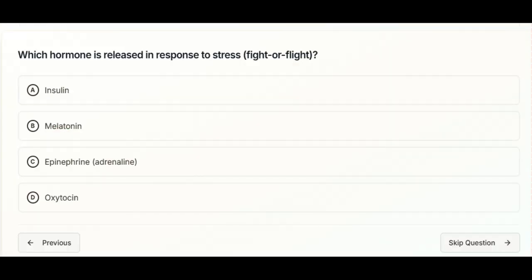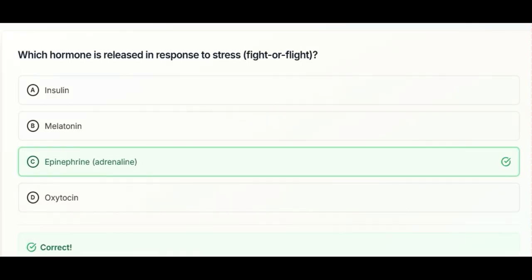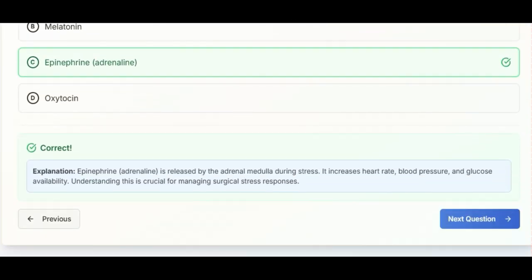Which hormone is released in response to stress, fight or flight? Insulin, melatonin, epinephrine, or oxytocin? Epinephrine. Epinephrine is released by the adrenal medulla during stress. It increases heart rate, blood pressure, and glucose availability. Understanding this is crucial for managing surgical stress response.